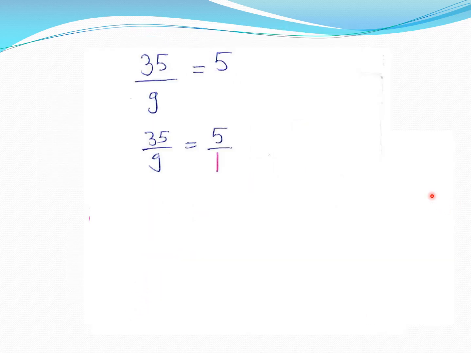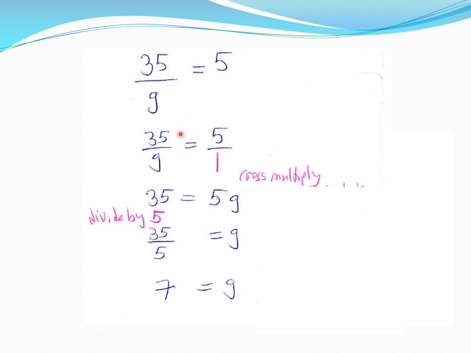Here's another example. 35 over g equals 5. 35 over g is equal to 5 over 1. So cross multiplying both sides, 35 times 1 is 35, and 5g is 5g. Cross multiply: 35 is equal to 5g. Divide by 5. g equals 35 over 5. g equals 7. So the value for g is equal to 7.